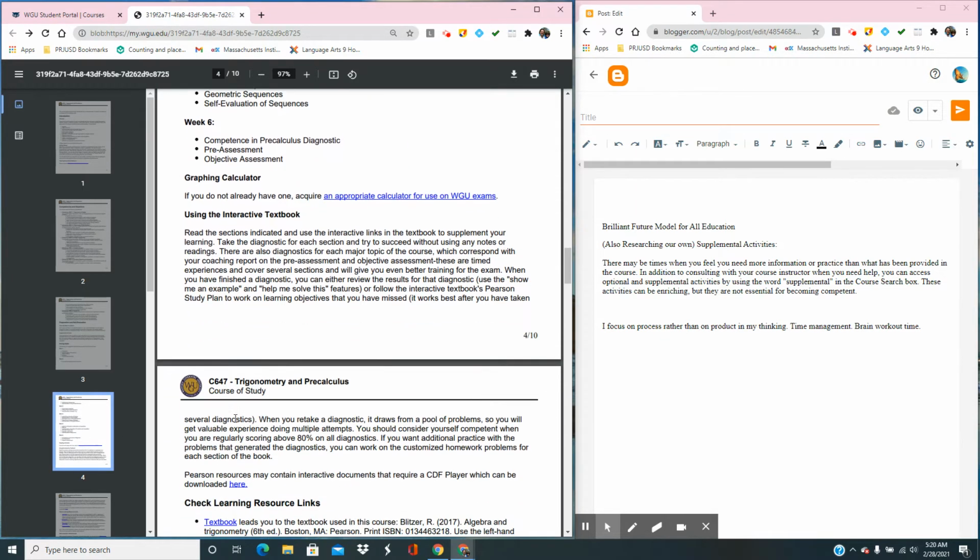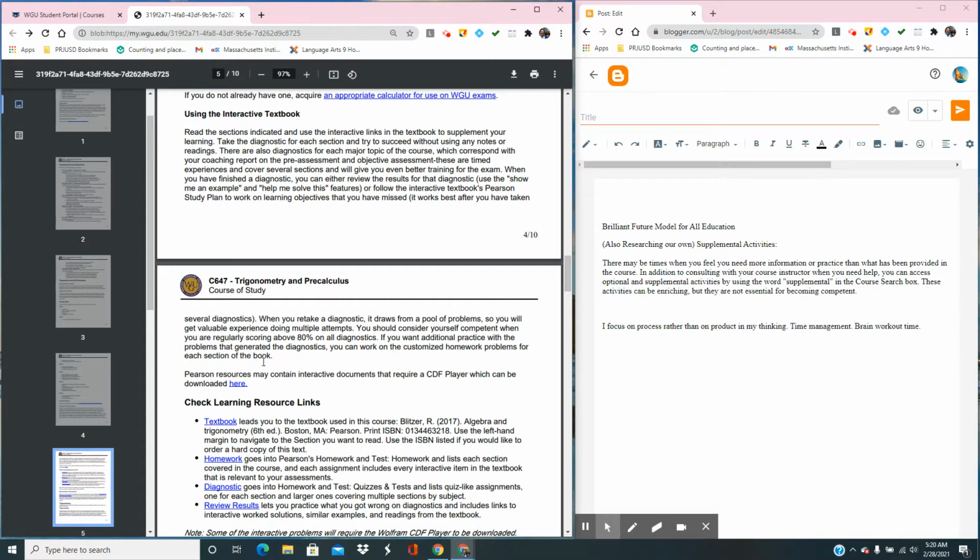Weeks. Using the interactive textbook. Read the sections indicated. So this is like the old-fashioned way. It's like read a textbook, right? But interactive textbook, so it's not too old-fashioned. I wonder if the textbook is any good, if it really will be dynamically engaging.